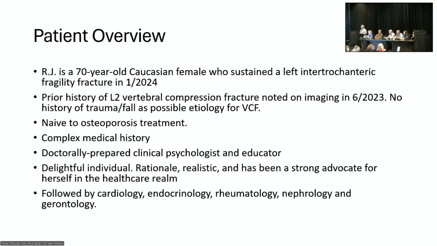So my patient is RJ. She's a 70-year-old Caucasian female. She sustained an intertrochanteric fracture in January that was nailed successfully. She has a prior history of an L2 fracture. That was an acute fracture that occurred. She had some pain. They did the imaging. There was some bone edema, so they knew it was acute. There was no fall or trauma that caused that. She's naive to osteoporosis therapy.